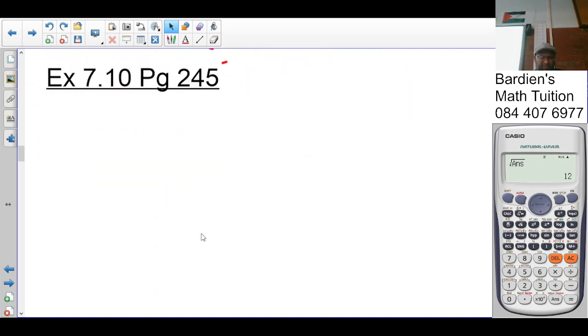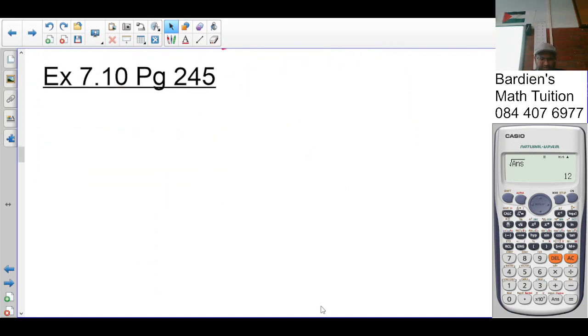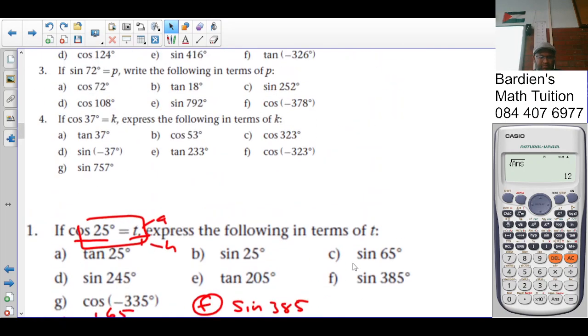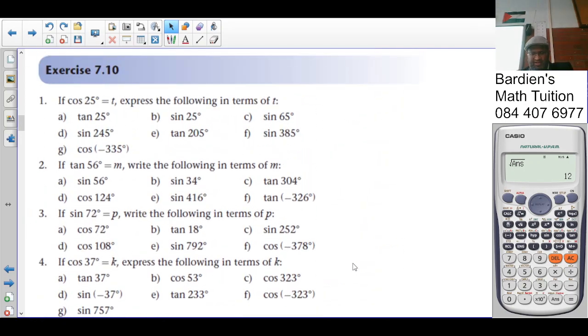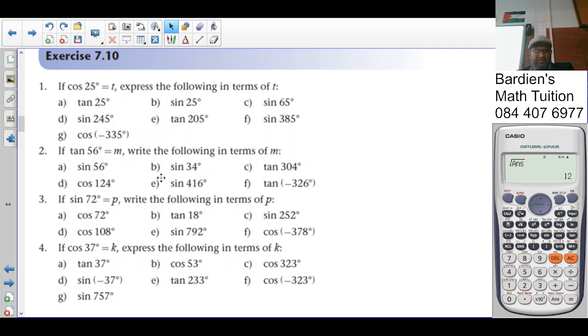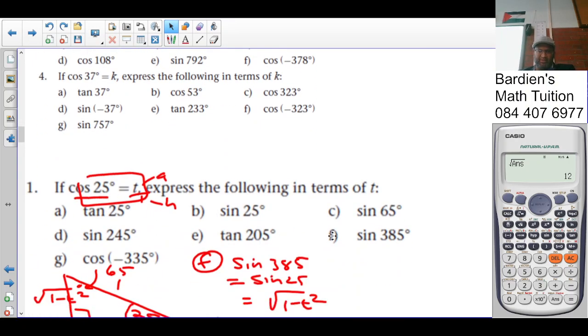The last one. I'm going to do number 3. Do you want me to leave number 3 or do 2 and 4? Did anybody have a problem with 2 or 4? Nobody had a problem here. Yes. Number 4 instead of 3. Okay.